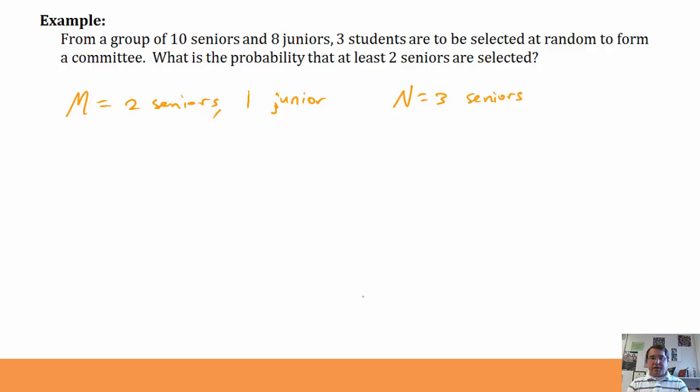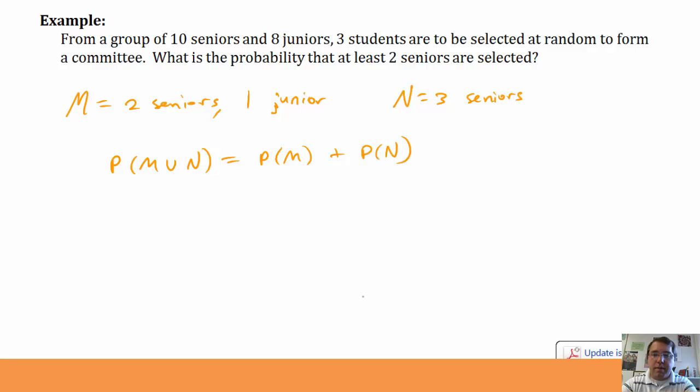So the probability that I'm seeking, which is the probability of at least 2 seniors being selected, is the probability of M union N, which is the probability of M plus the probability of N. So we just need to find the probability of M and find the probability of N and then add them together.